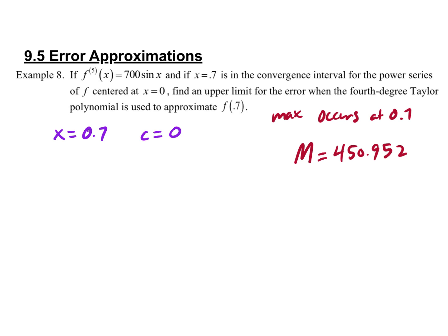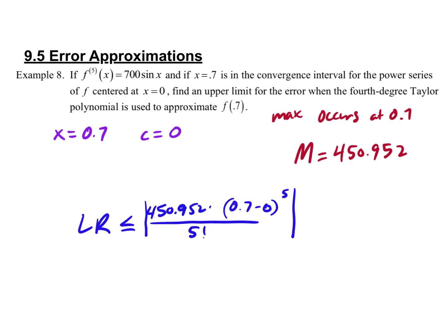So I got a big chunk of my formula now. Again, I know my x, I know my c. It's the fifth term we're talking about here. So this is what the Lagrange error bound is going to look like. Okay, the maximum value, the x minus c, raise it to the fifth power because we're talking about the fifth term, which means it has to be over 5 factorial.